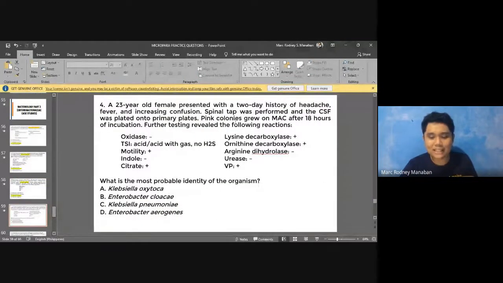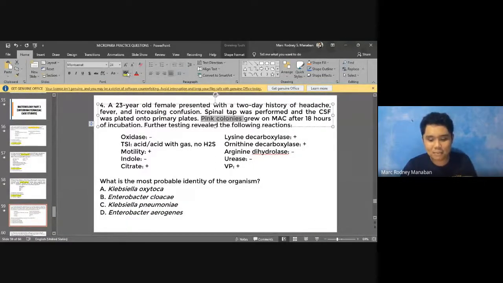Ito na naman. Spinal tap. Alright. Ginaka-meningitis. Pink colonies. Nako, ayan. Pink colonies. Dapat tayo ma-erase diri? Kay wala. Mga pink colonies, wala, because all of them are lactose fermenters. Very good. So we go now to the other result.